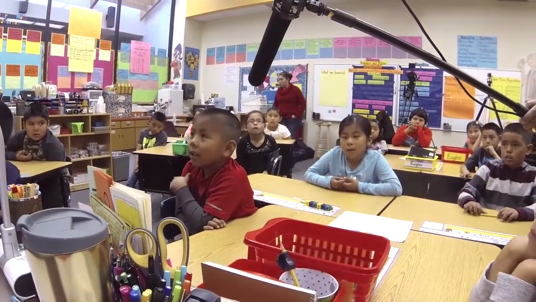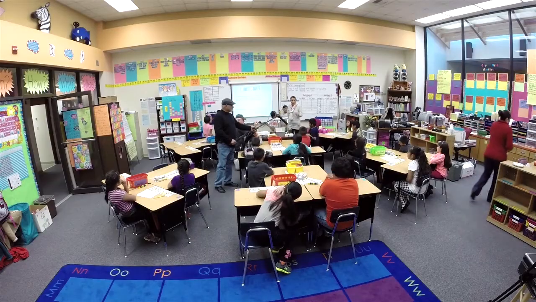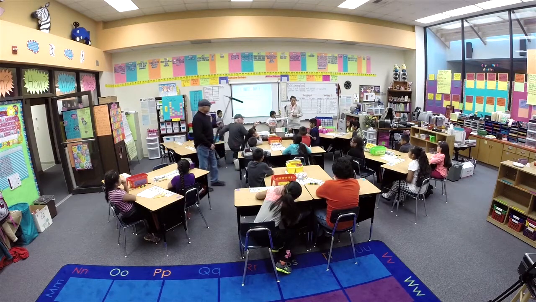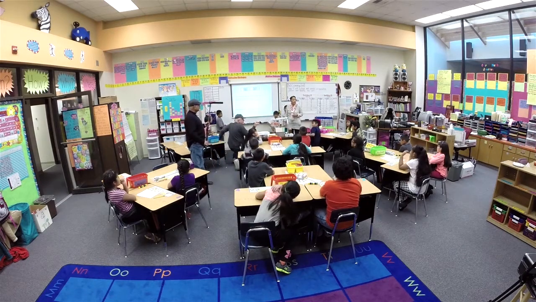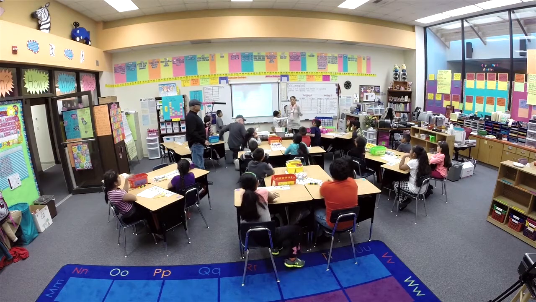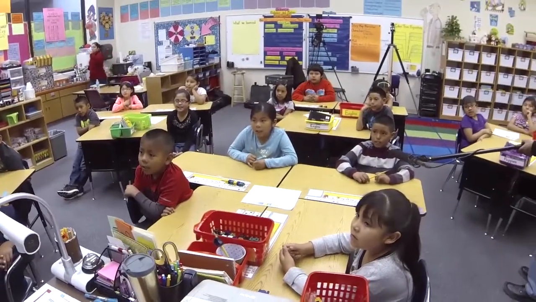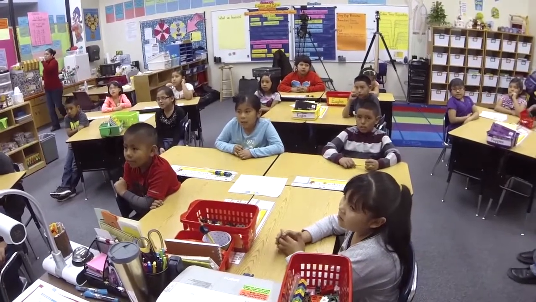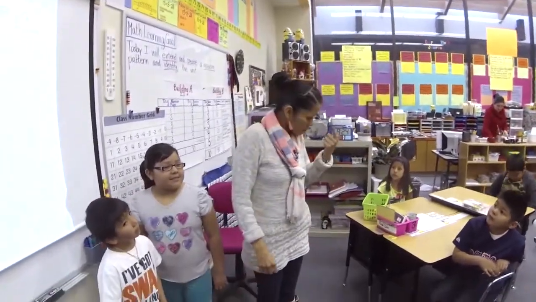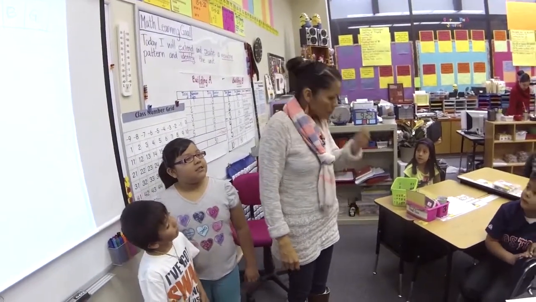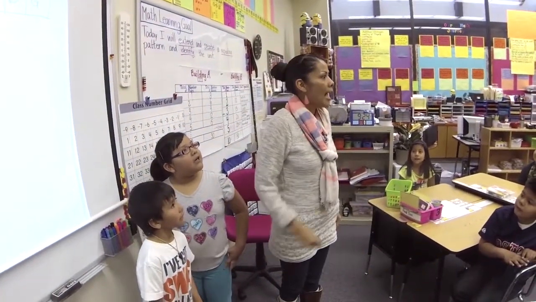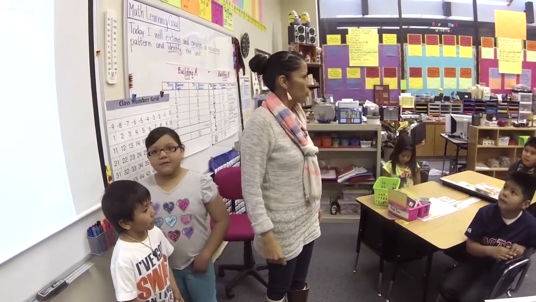Because it skipped counting by 3s. So you know how to automatically skip count by 3s. Let's skip count by 3s up to 15. Ready, go. 3, 6, 9, 12, 15. Good job. We're getting better at that. Remember when we first started, we said 3, 6, 9. Now you're getting automatic, just like our 2s, right?